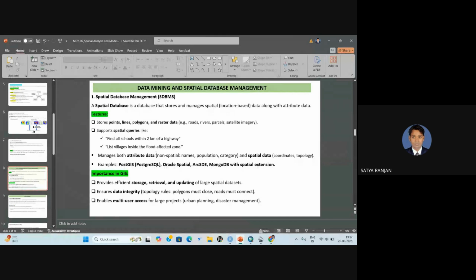So these are nowadays used in different IT sectors. Then importance in GIS: it provides efficient storage, retrieval, and updating of large spatial databases. Then it ensures data integrity, like topology. So if some point, line, or polygon has errors, then topology corrects this and gives the correct data. Then it enables multi-user access for large projects, urban planning, and disaster management.